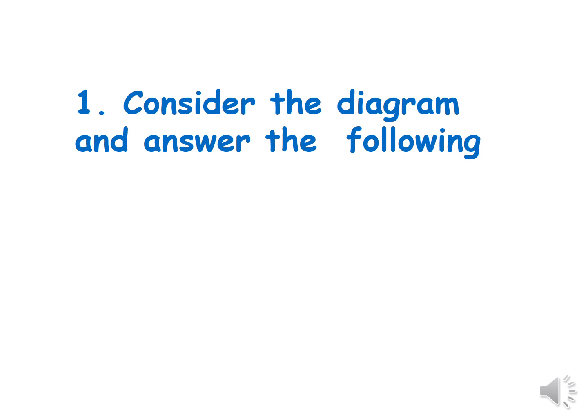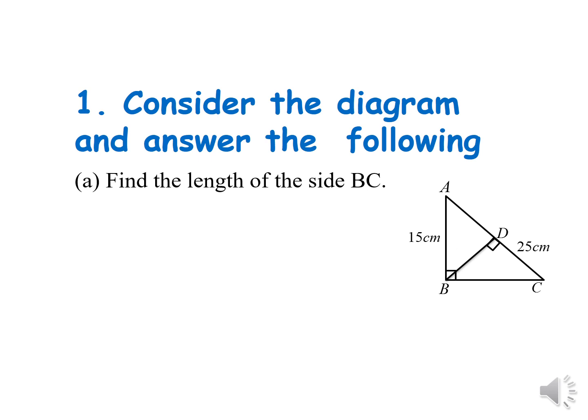Student, now I want to give a homework to you. Consider the diagram and answer the following. Here you can see a diagram. ABC is a right angle triangle whose side AB is 15 centimeter, and the length of AC is 25 centimeter. And here BD is perpendicular to AC and angle B is one right angle. Now question number A is, find the length of the side BC.